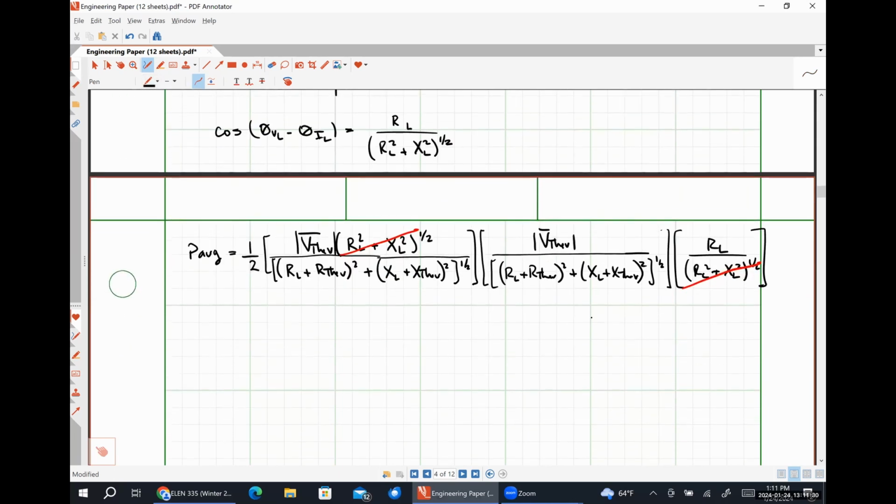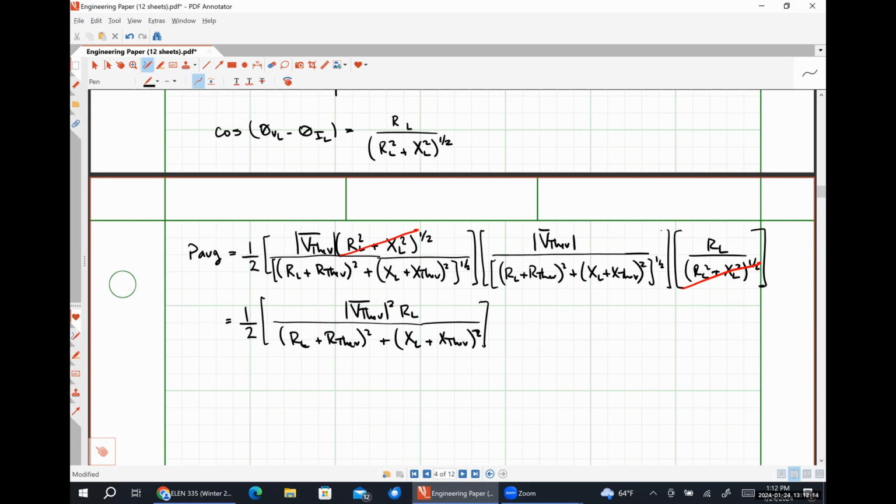And so our average power in general looks like 1/2 of the magnitude of our Thevenin voltage squared times RL divided by RL squared plus R thev squared plus XL. Damn it, there shouldn't have been a square here. My apologies. X thev squared. Like so.